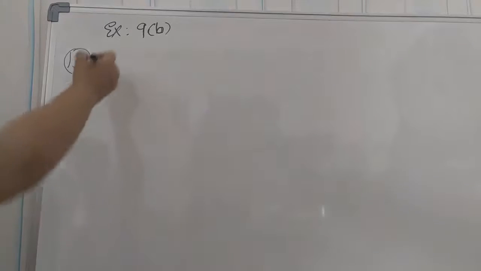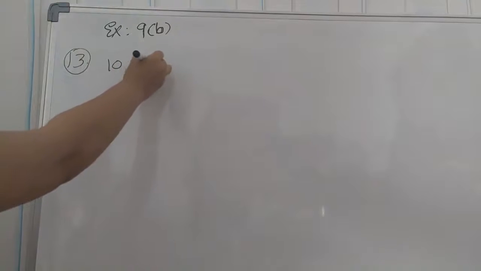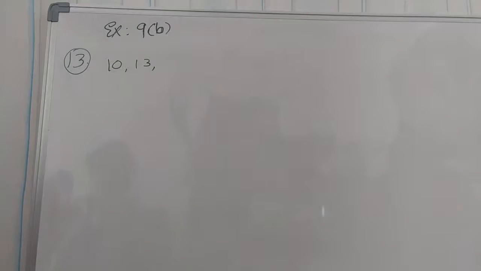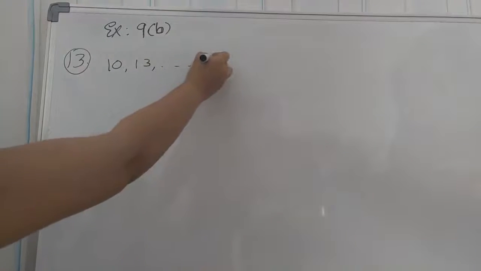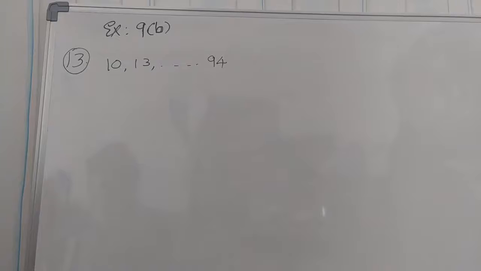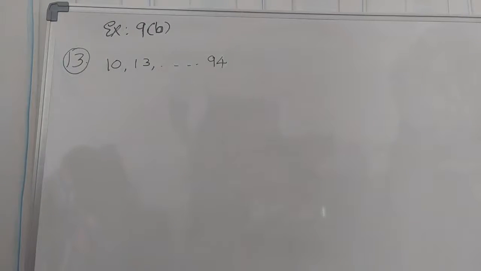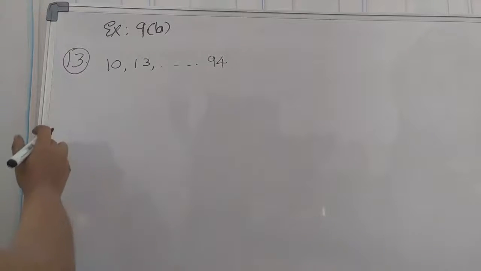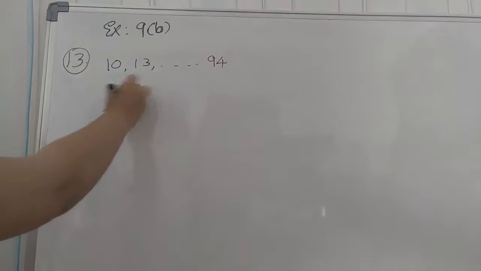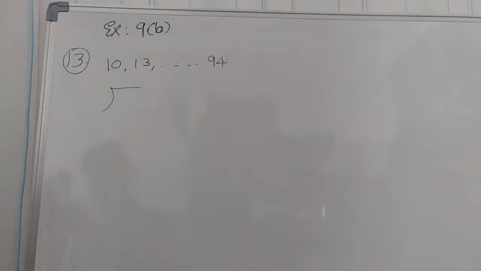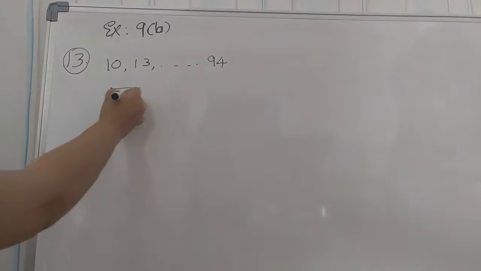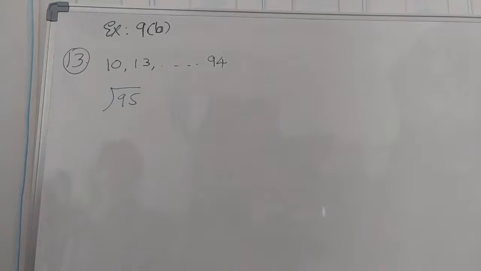Between 9, I write 10, which leaves remainder 1 when divided by 3. The gap will be 3, and the last number will be 94. Why? Because it is between 9 and 95. So first will be 10 and the last will be 94. Now students, we have to take the numbers that leave remainder 1 when divided by 3. So I take 95, the last number.